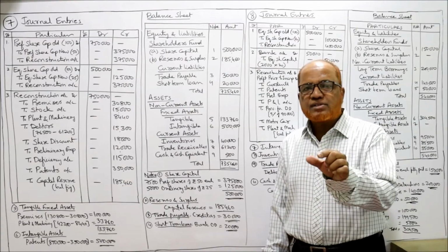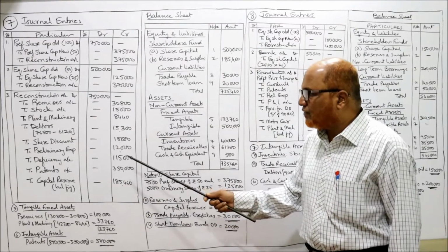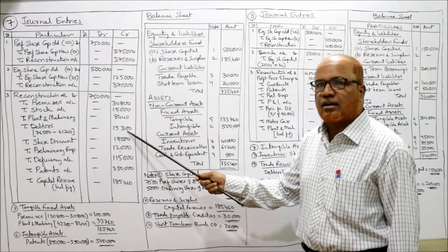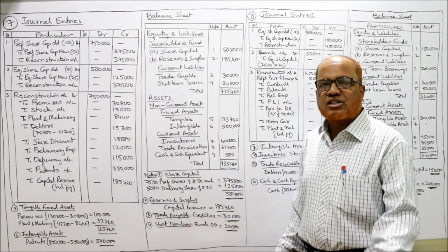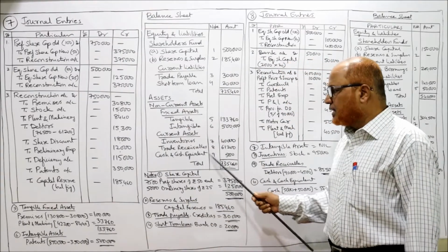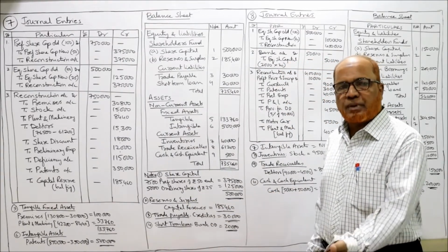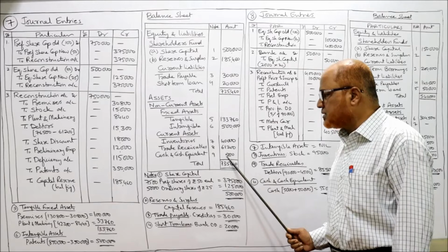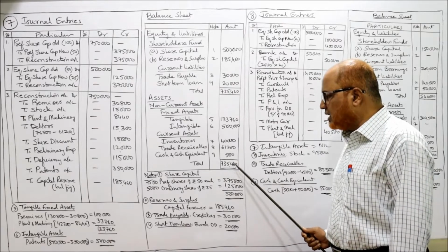Out of 76,500, we have written off here 15,300. The remaining balance is 61,200. Cash balance, there is no change. पहले balance sheet में था, अभी भी वही 500 rupees. Now your balance sheet is 7,35,460.